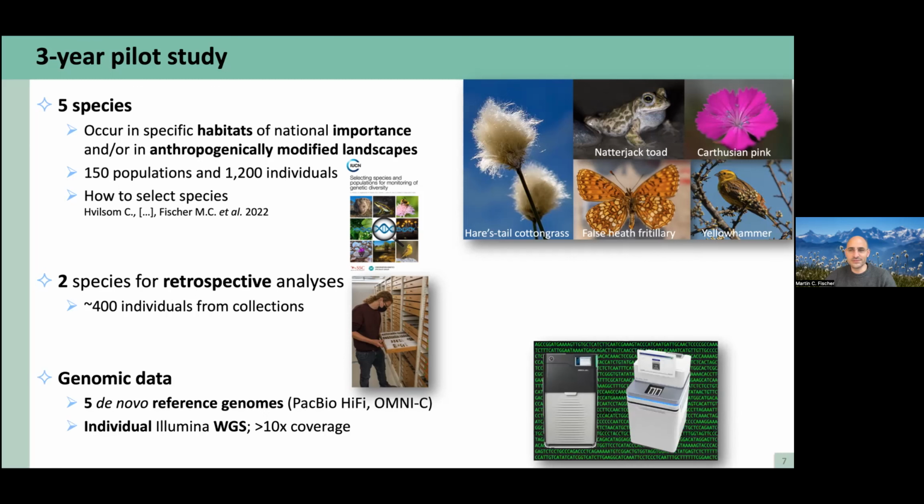And as already mentioned, we're really aiming for whole genome resequencing data, and also to really get good estimates, we aim to assemble all the 5 species de novo using PacBio HiFi data. And the aim is to sequence all these 1,200 individuals with about 10x coverage. As mentioned, the 10x coverage whole genome resequencing is so that we get accurate estimates which are also future-proof, so that we can compare them with future data.